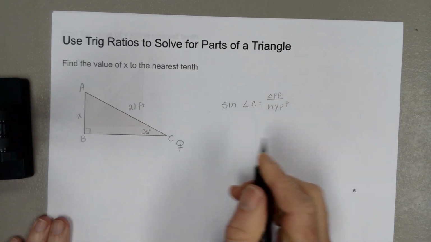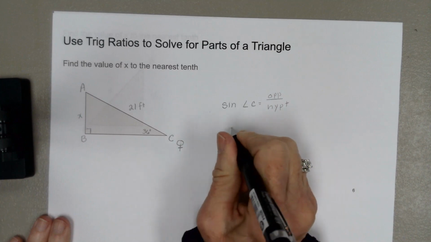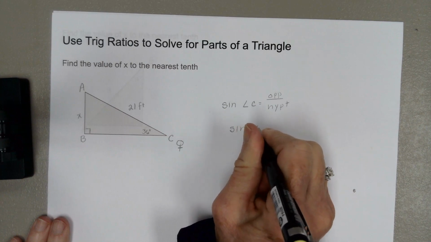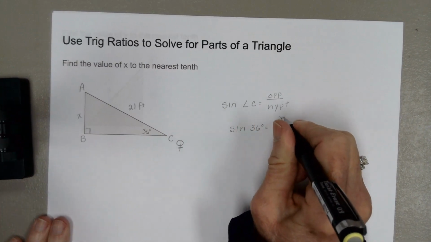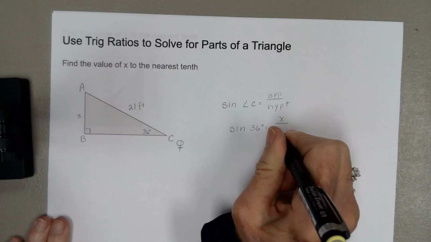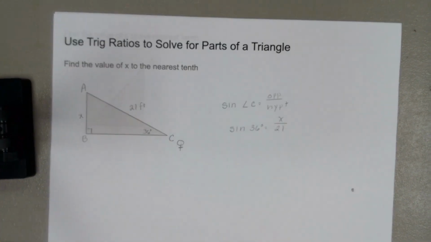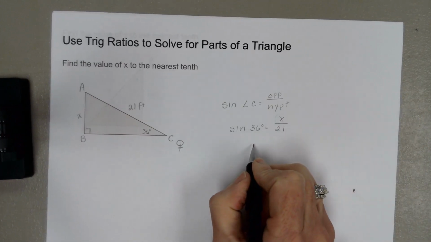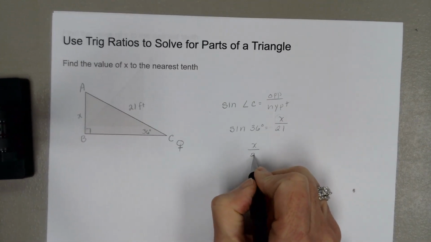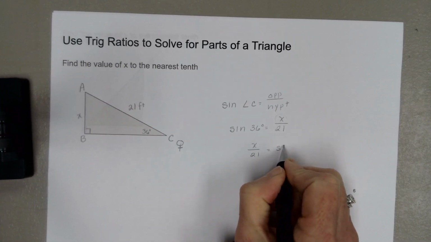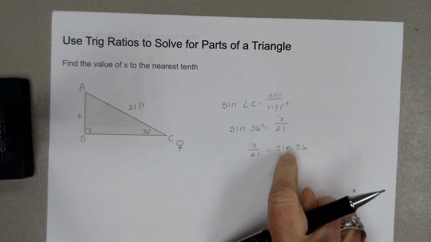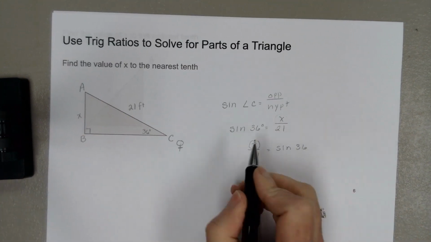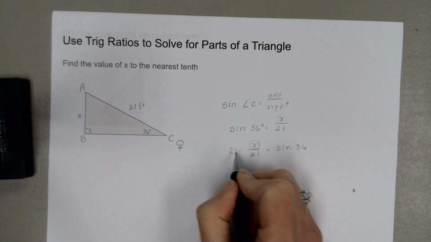Now let's put our values in there. So the sine, I know what angle C is. It's 36 degrees, is equal to x over the value of the hypotenuse, which is 21. So I'm going to solve for the x. If you want to, you can put the variable on the left-hand side, so you're just switching sides. Now, this has a value for it. So the unknown is right here. So what I want to do is multiply both sides by 21.